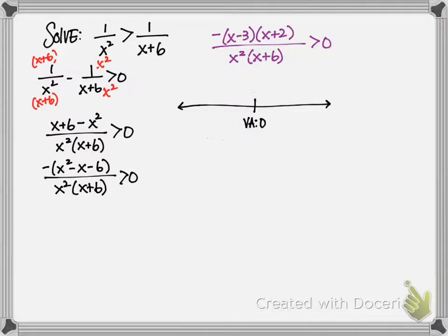I also need negative 6 as another vertical asymptote. And then my x-intercepts from the numerator. So I've got a negative 2 and a positive 3. And I usually just put those on as dots, actual intercepts to go through.